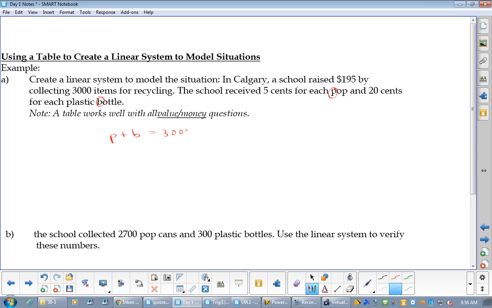Okay, now I think that is a very true statement. The number of pop plus the number of bottles equals 3,000. Now the other one you're going to find is very standard. You can do this every single time.